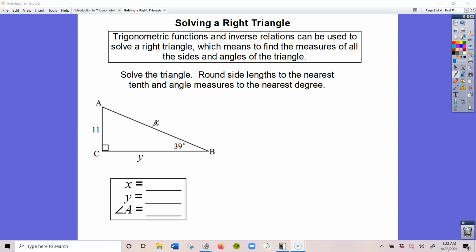Now, if I want to solve for x, I have here the opposite side, and the x is the hypotenuse. So the trig function that uses opposite and hypotenuse is sine. So I would write out an equation that would read sine of 39 is going to equal the opposite, which is 11, over the hypotenuse, which is x. Multiply x to both sides. We get x sine of 39 is equal to 11. Then we would divide by the sine of 39.